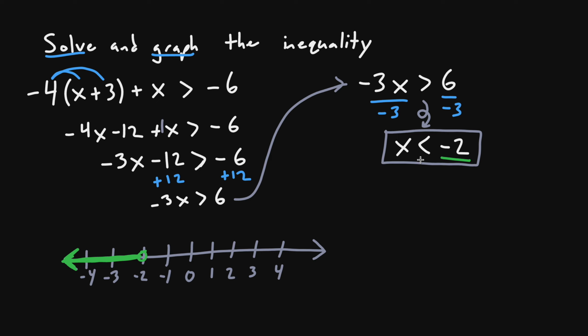Sometimes you might have a situation where it's less than or equal to. Not in this problem, but in a different problem, you could have less than or equal to. That would make you fill in the circle. Or an alternative is you could have a situation where instead of a less than, it's a greater than. And in that case, you would go the opposite direction. So those are your different possibilities.